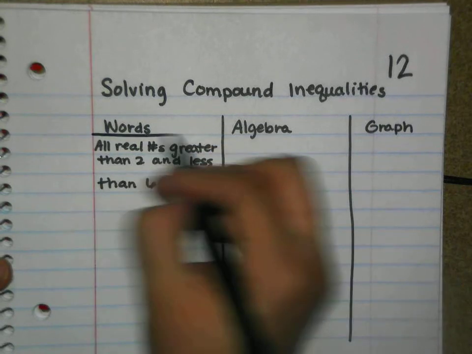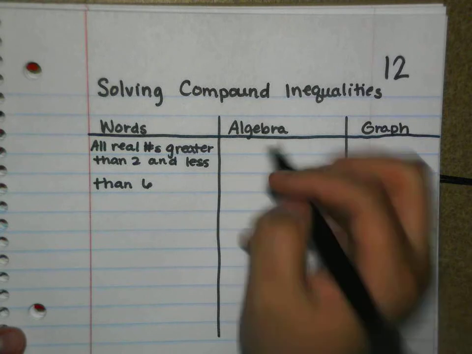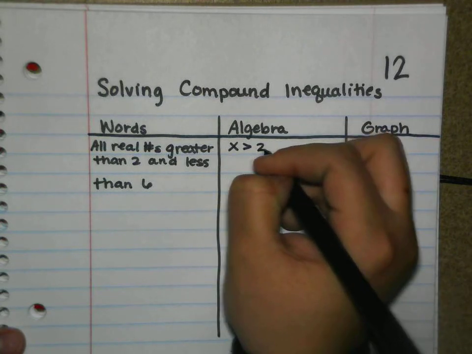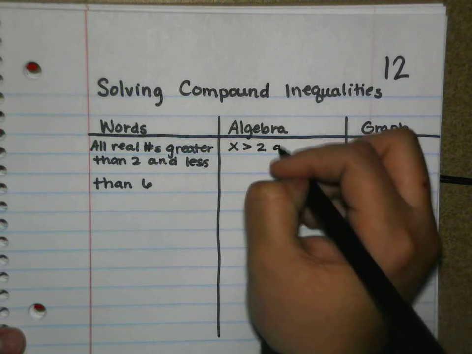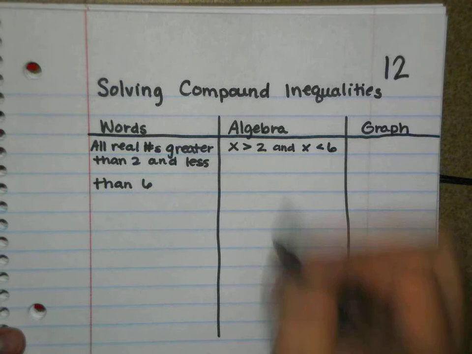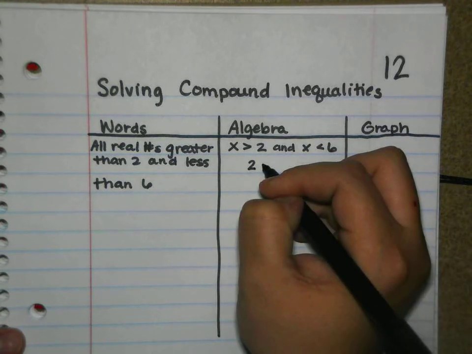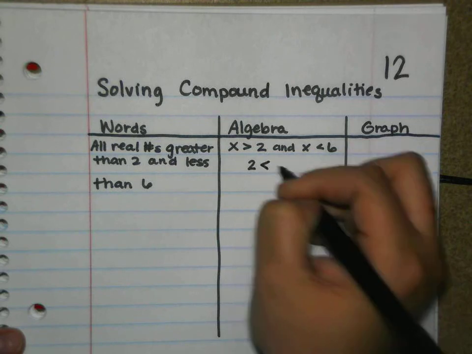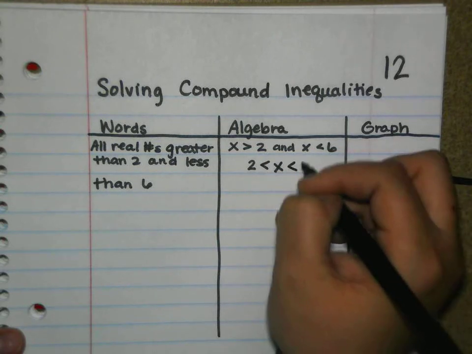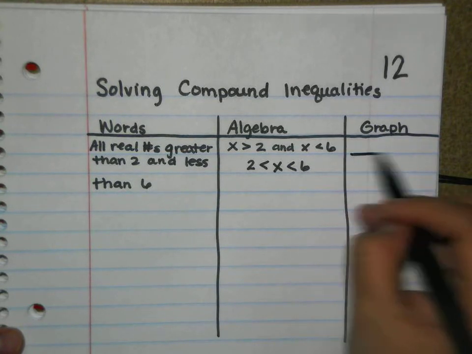Okay, so it's going to look like this. Let's draw a line up here for our headings to make sure that's out of our way. Okay, it's going to look like x is greater than 2 and x is less than 6. And your compound inequality is 2 like this, where x is on the greater side, and then here where x is on the less than 6 side.